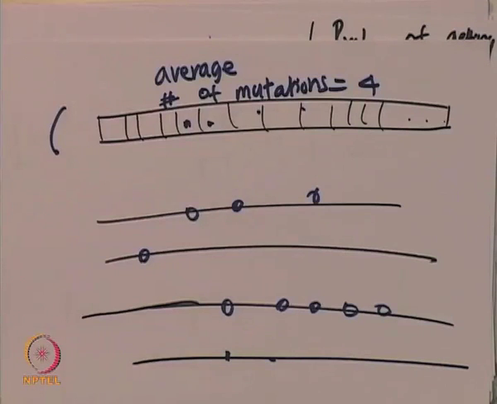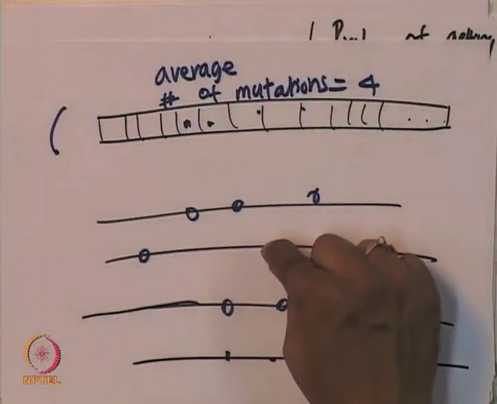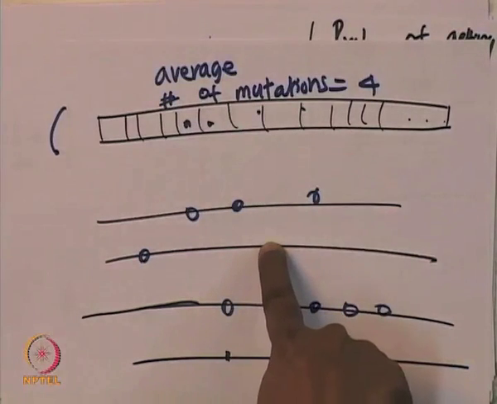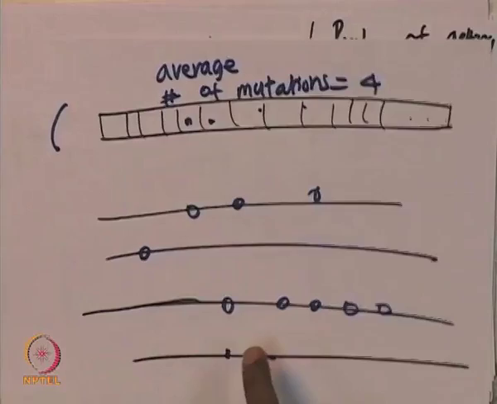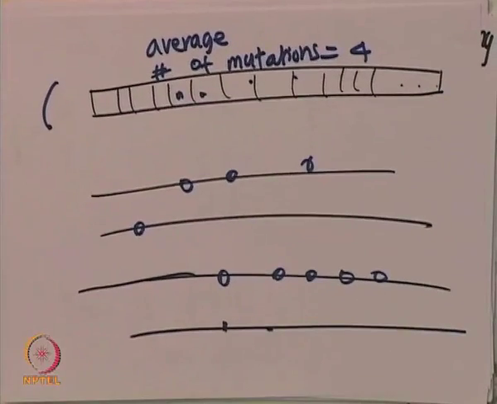Now you randomly pick one DNA piece and ask the question: what is the probability that you will find a DNA with 3 mutations? The answer to this question is given by Poisson statistics, the Poisson probability distribution.